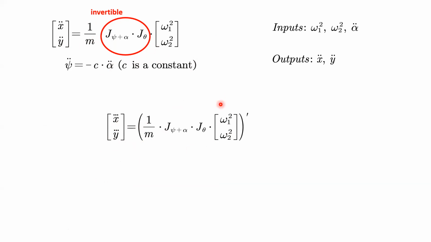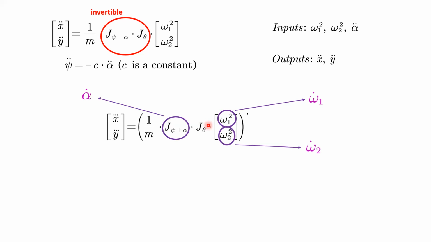Differentiating this part generates omega 1 dot, and differentiating this part generates omega 2 dot. Differentiate this part, we will get alpha dot. So the result is this. Omega 1 dot, omega 2 dot, alpha dot are here as an input vector. The left x triple dot, y triple dot is the output vector.